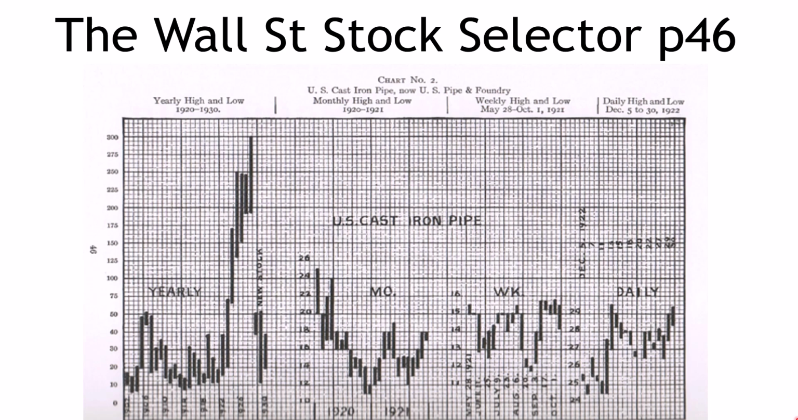So we'll have a look at the Australian dollar, US dollar. And if you've been following the channel, you'll know that I like to do that by lining up my charts side by side, as Gann did on page 46 of his book, The Wall Street Stock Selector, which was the third book that he published after The Tunnel Through the Air and, of course, Truth of the Stock Tape.